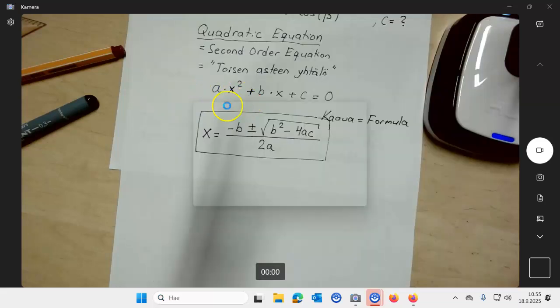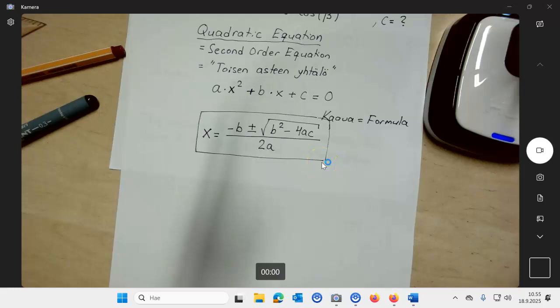Just check one thing. I open the Word. Yeah. It takes a while.